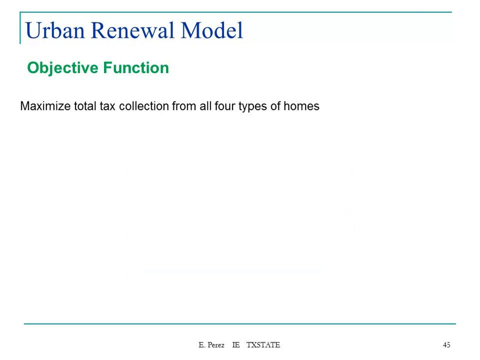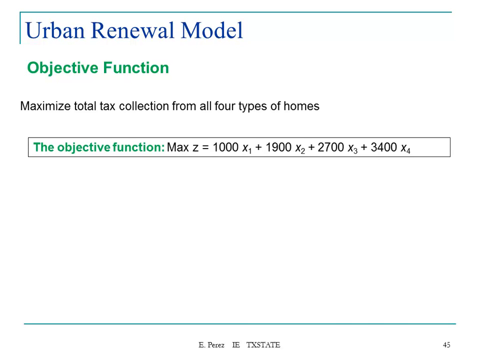Okay, so the objective function, we want to maximize our total tax collection from our 4 types of homes. Depending on the type of home, this is the amount that you're going to be collecting. So for single homes, only 1,000. When you go to a bigger house, you will collect more taxes. Just take a look, there's no x5 in the actual objective function because you are not collecting any taxes.